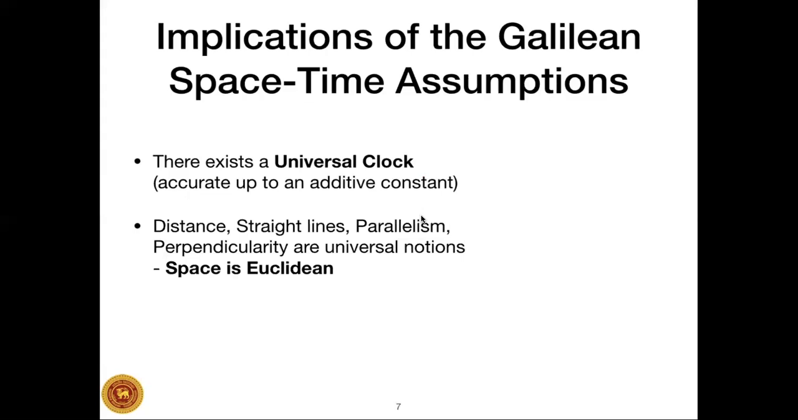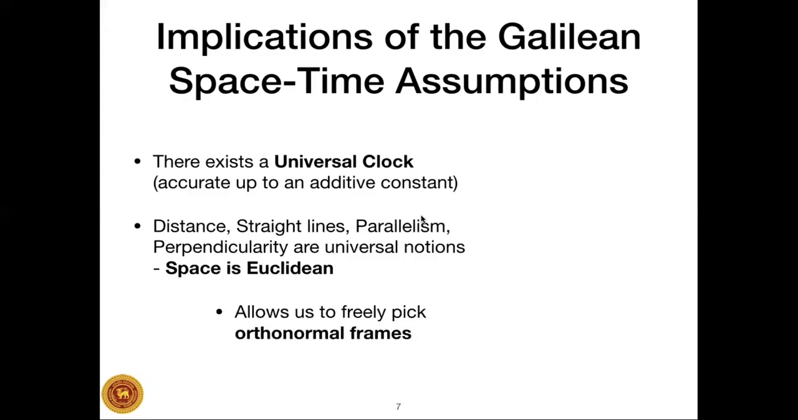We also assume, and we can rigorously justify this, that distance, straight lines, parallelism, and perpendicularity are also universal notions. And that therefore space is what we call Euclidean or flat. So we have these Euclidean geometric notions where we start with a point, we start with a line, and we start with what it means for two lines to intersect, what it means for two lines to be parallel, and we go on constructing these notions axiomatically. So we believe that these notions hold in the space that we live in, or in other words, that the space that we live in is Euclidean.